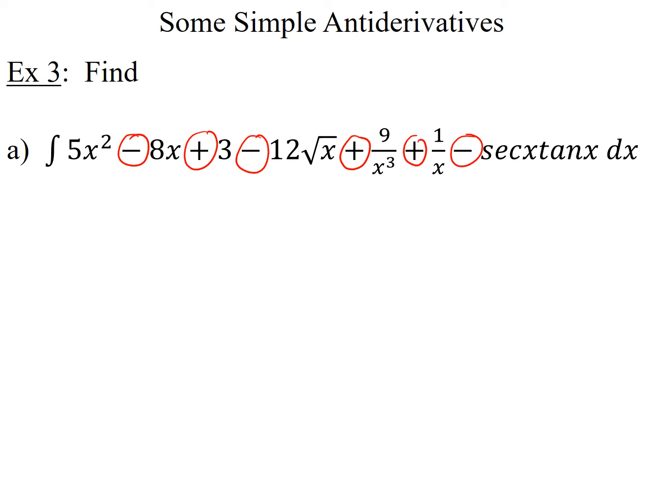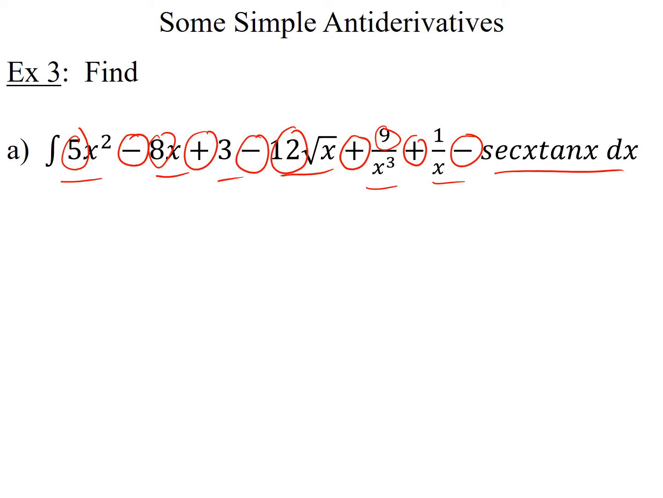So the very first thing is you're going to find the antiderivative of each piece separately, because that's the rule when you're adding and subtracting. Find the antiderivative of each piece separately and then add and subtract them. We also have some numbers in the front, like this 12, this 8, and this 5. This 9 can be thought of as a number in the front.